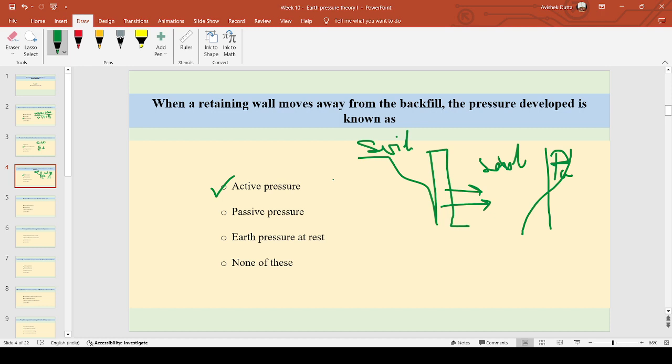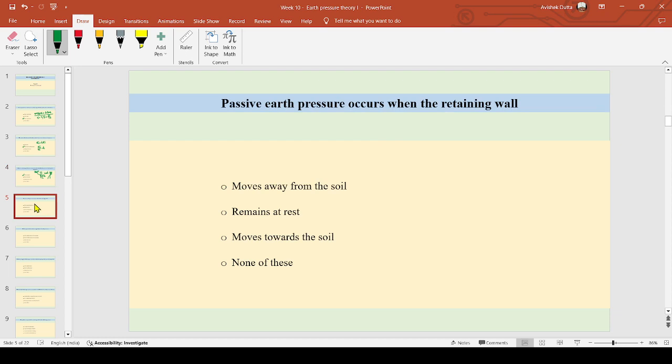Active pressure, right? So this question will also be easy, I guess. Passive earth pressure occurs when the retaining wall moves towards the soil. Yes, moves towards the soil.